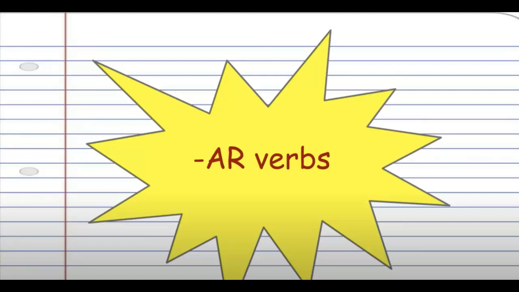In English, you get rid of the "to" and you say I talk, you talk, he talks, right? By adding an S. And in Spanish, we get rid of the AR and we put different endings. And you learn those through the song: o, as, a, amos, an. Otra vez. So here we go.